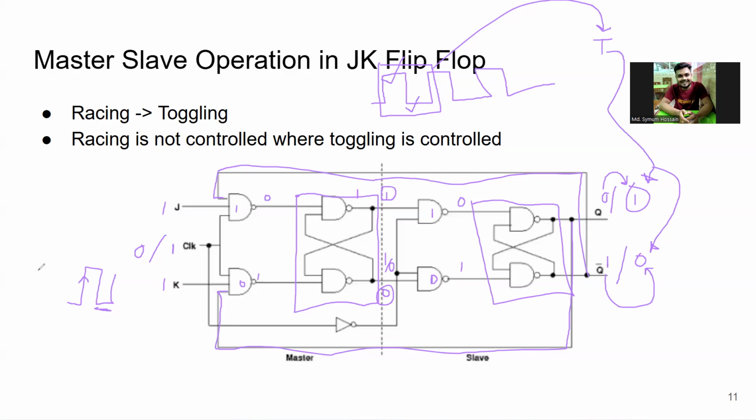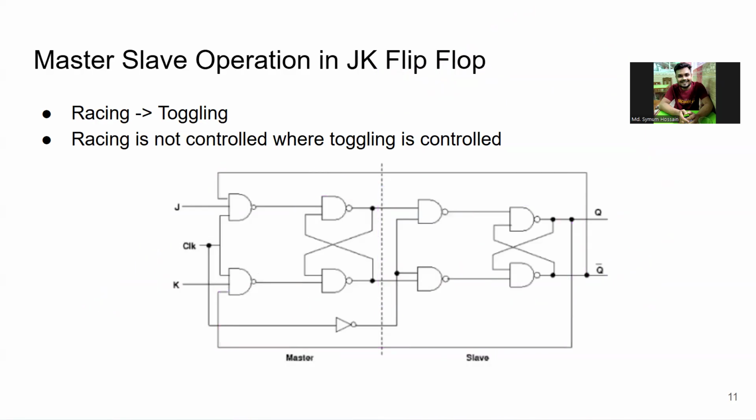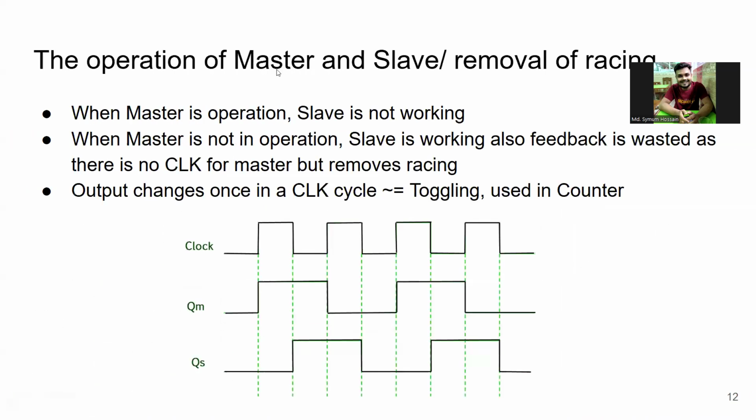Now let's go to the next page. Okay, the operation of master and slave, removal of racing. So let's see the timing diagram. We know that when master is in operation, slave is not working. When master is not in operation, slave is working. Also, feedback is wasted. There is no clock for master when the slave is in operation, because master isn't working, but it removes the racing.